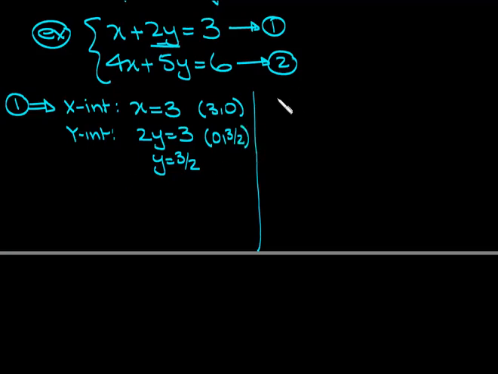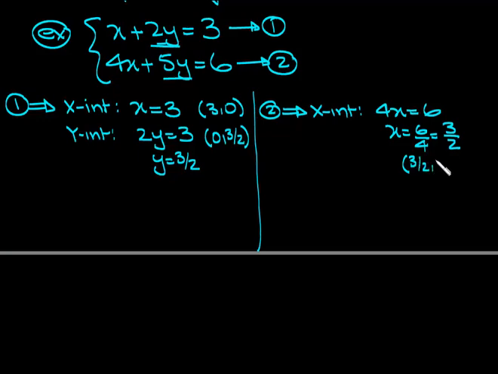Okay, now I'm going to do the same thing for the second line, then we'll plot all of them together. To find the x-intercept, we set y to 0, so we get 4x is equal to 6 because y is 0. You divide by 4. So we end up with 3 halves. So my x-intercept over here is (3/2, 0), or 1.5. Okay, and to find the y-intercept, what do we do? We set x to 0, so we get 5y is equal to 6. So I get y is equal to 6 fifths. So I get (0, 6/5). So I found my x and the y-intercept.